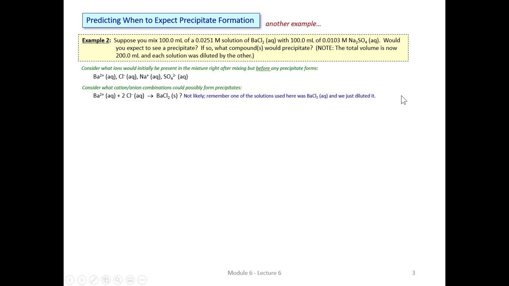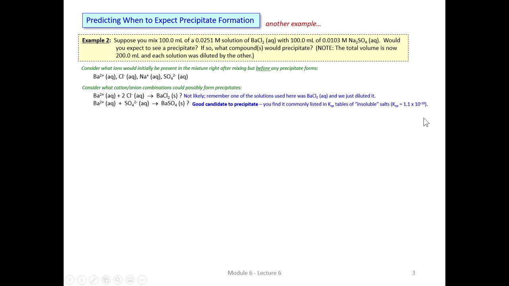Well, not likely. Remember, one of the solutions used here was barium chloride and we just diluted it. So barium chloride doesn't seem to have any trouble going in solution at the concentrations we're dealing with here. How about barium 2 plus interacting with sulfate to form barium sulfate solid? Good candidate to precipitate. Why? You find it commonly listed in KSP tables of insoluble salts. If it's on a table of KSP values and it's anything like this, you know it's not very soluble. So with barium and sulfate, there's a good chance you're going to get barium sulfate precipitate.